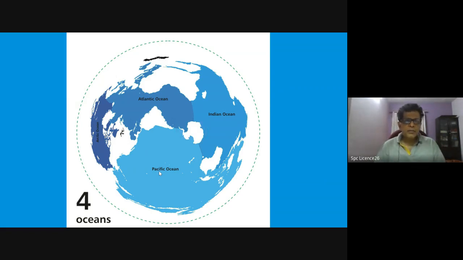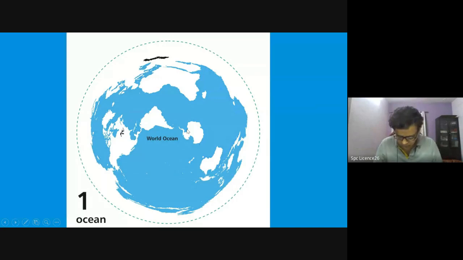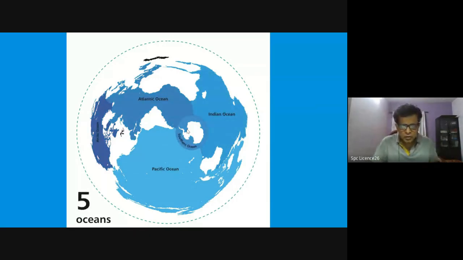An interesting development which took place around 2006, around 15 years ago, is that the International Oceanographers Organization started discussing a new possibility, and that was the addition of a fifth ocean. Now, which was this fifth ocean to be? This fifth ocean was to be the Southern Ocean. It is that ocean that you would see on this very slide.